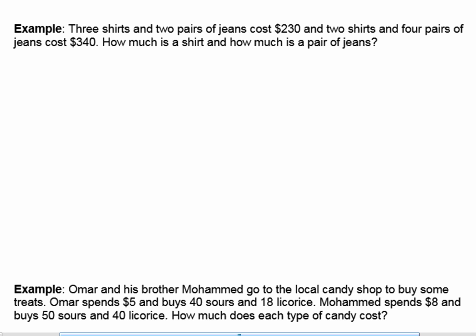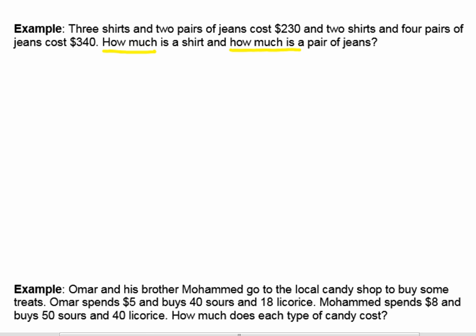3 shirts and 2 pairs of jeans cost $230. 2 shirts and 4 pairs of jeans cost $340. How much is a shirt and how much is a pair of jeans? What you're looking for is your variables, right? Because that's your unknown. You don't know how much a shirt is and you don't know how much a pair of jeans is. So we're going to choose a variable for each one of those.